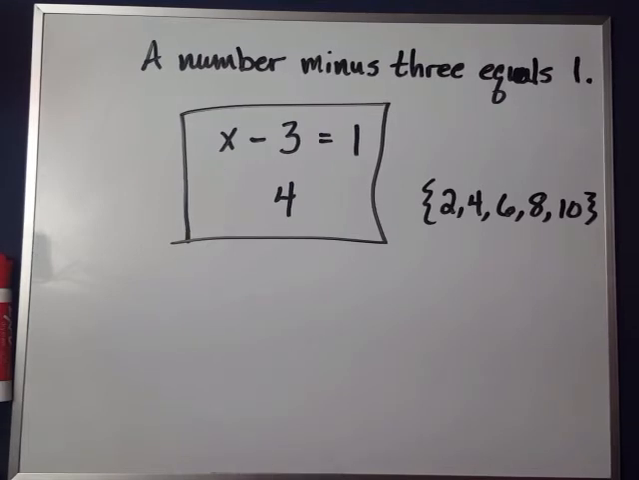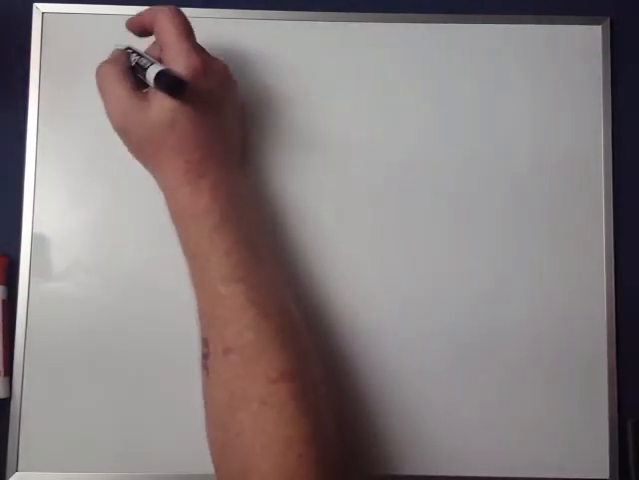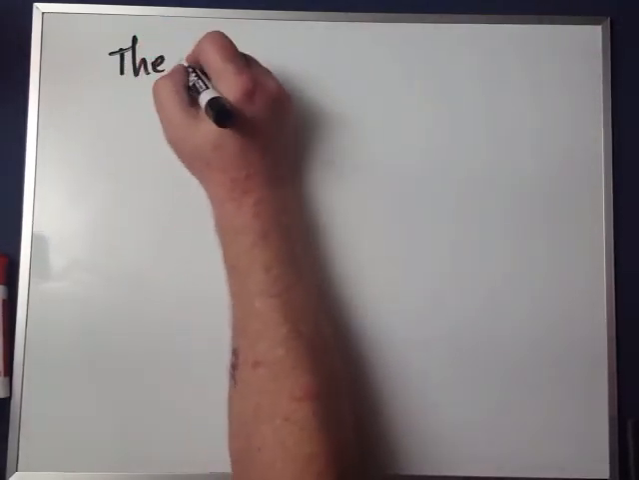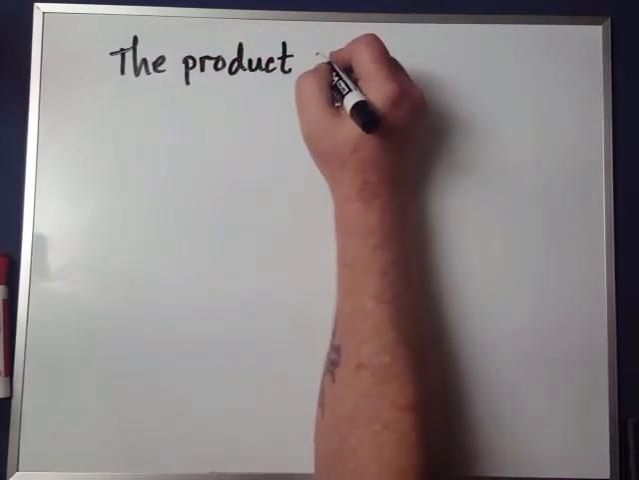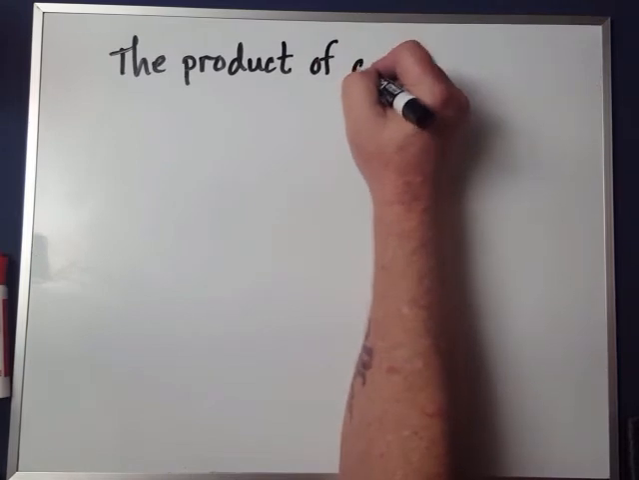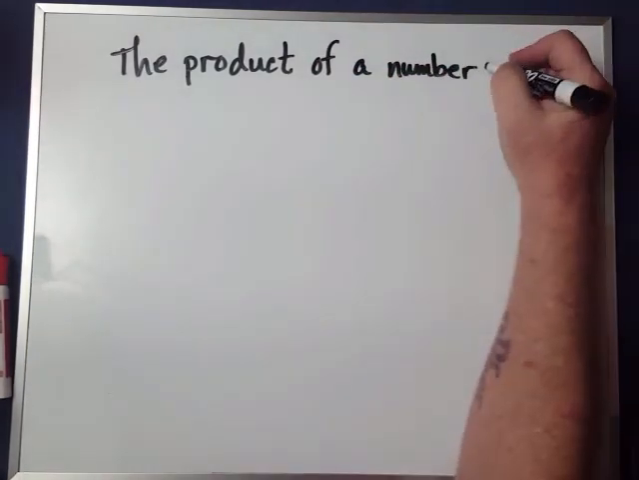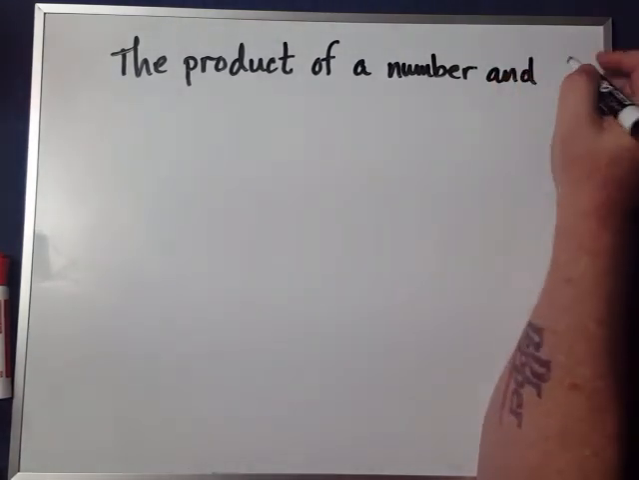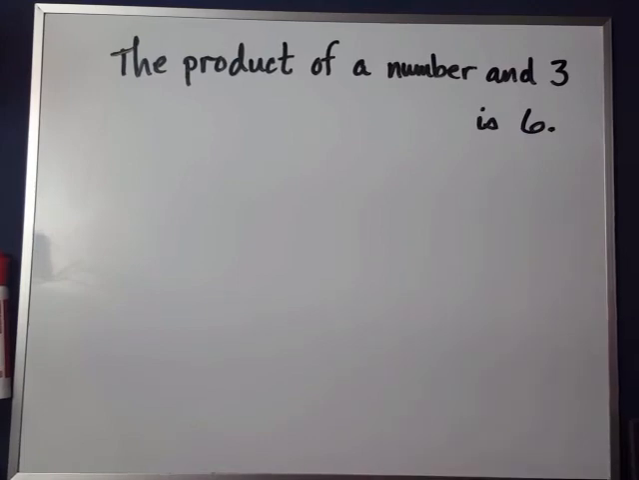Let's try another one. Number 68. The product of a number and 3 is 6. The product of a number and 3 is 6.